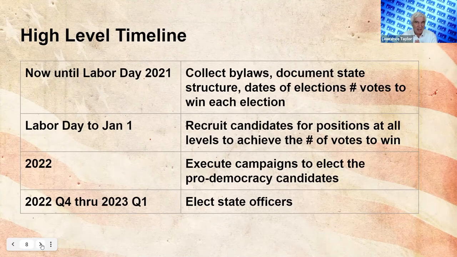You need to document the dates of the elections so you know when people are running. If there's filing dates, you need to document those as well so you don't wake up one morning and find out that last Friday was the filing date and you've been screwed by the system once again. And then you need to determine the number of votes you need for each of these positions.